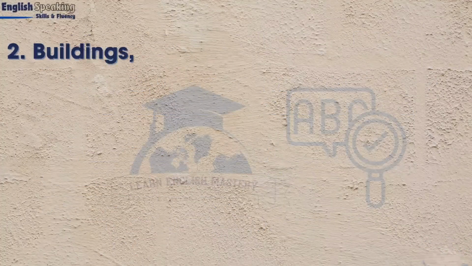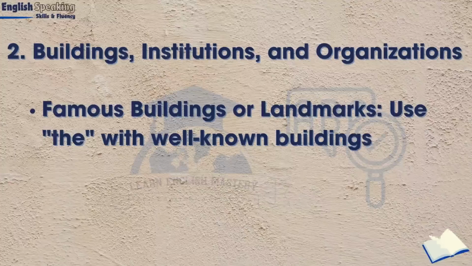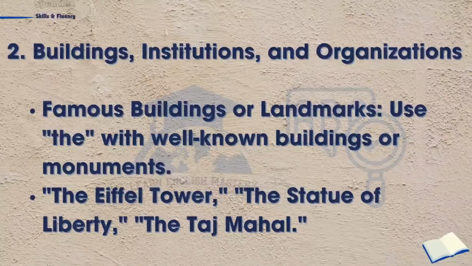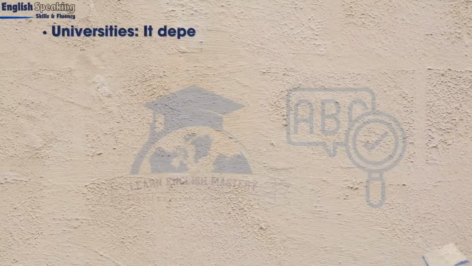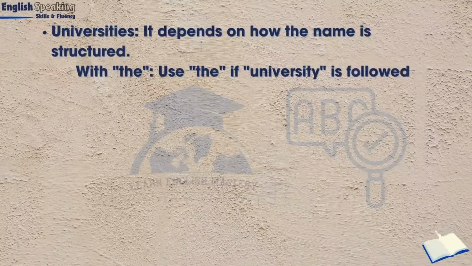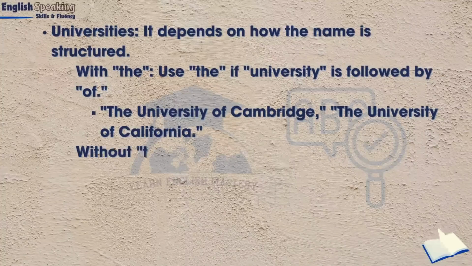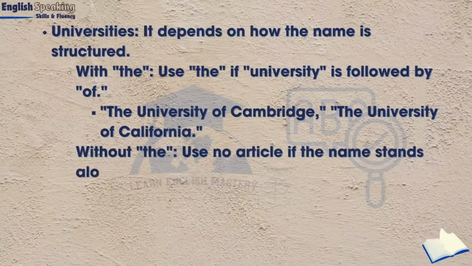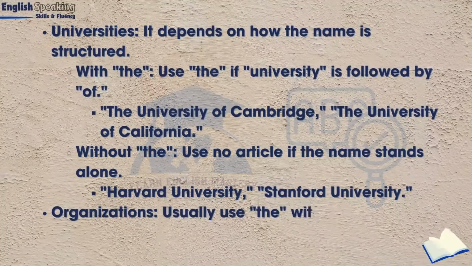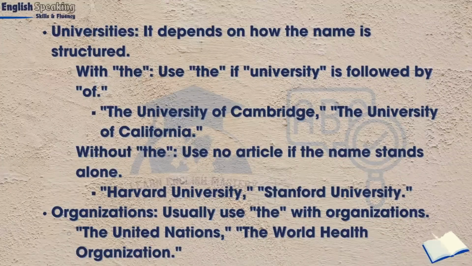2. Buildings, institutions, and organizations. Famous buildings or landmarks: use "the" with well-known buildings or monuments: the Eiffel Tower, the Statue of Liberty, the Taj Mahal. Universities: it depends on how the name is structured. With "the": use "the" if university is followed by "of": the University of Cambridge, the University of California. Without "the": use no article if the name stands alone: Harvard University, Stanford University. Organizations: usually use "the" with organizations: the United Nations, the World Health Organization.